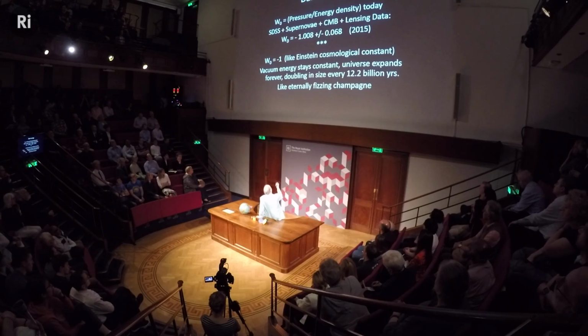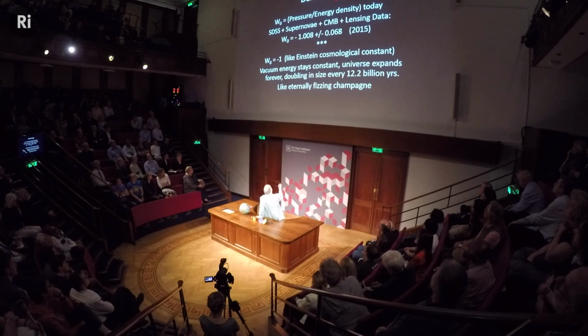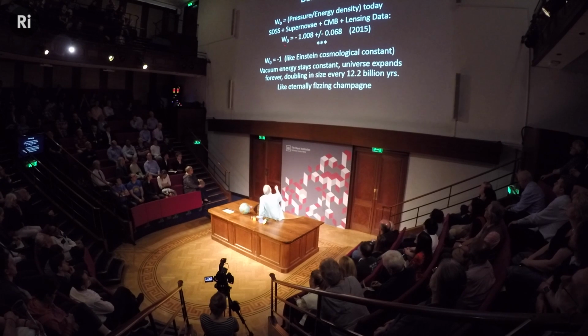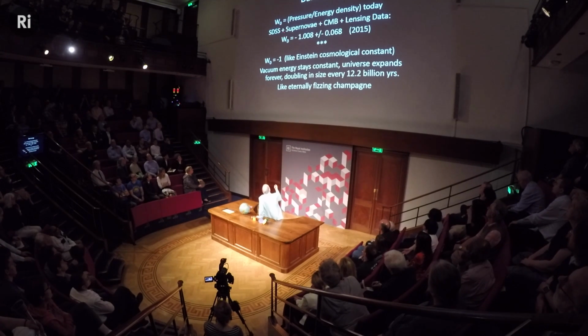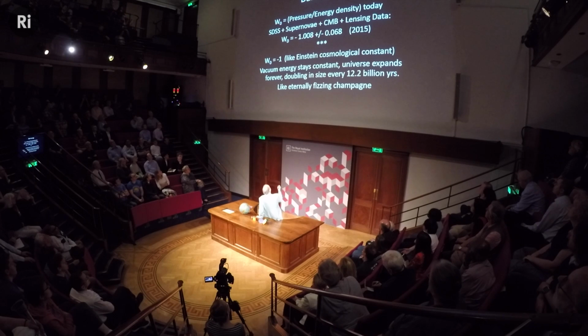But we can measure actually the pressure and energy ratio by using Einstein's field equations. And so the best answer that we've gotten, combining all this data, these groups of people, teams of large number of people, using this fitting formula, the value we find is minus 1.008 plus or minus 0.068. So within the errors of the observation, this is equal to minus 1.